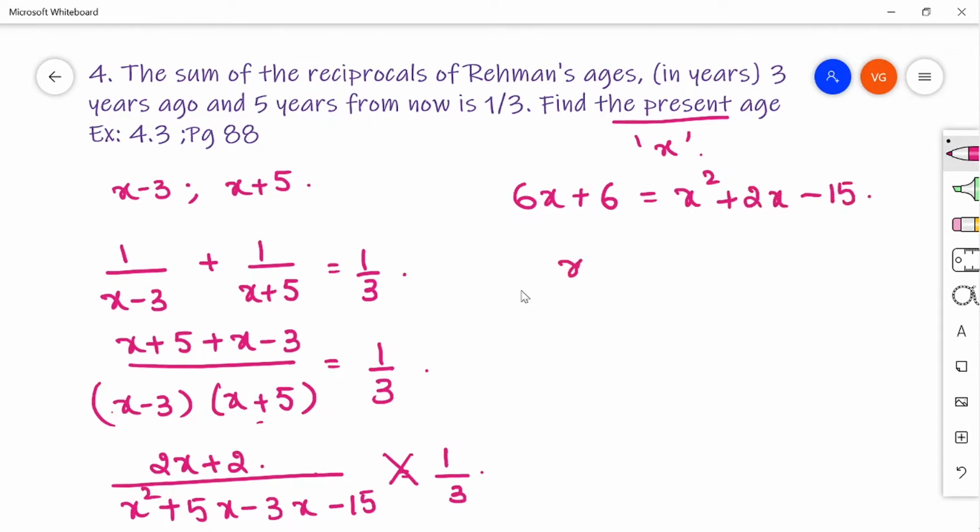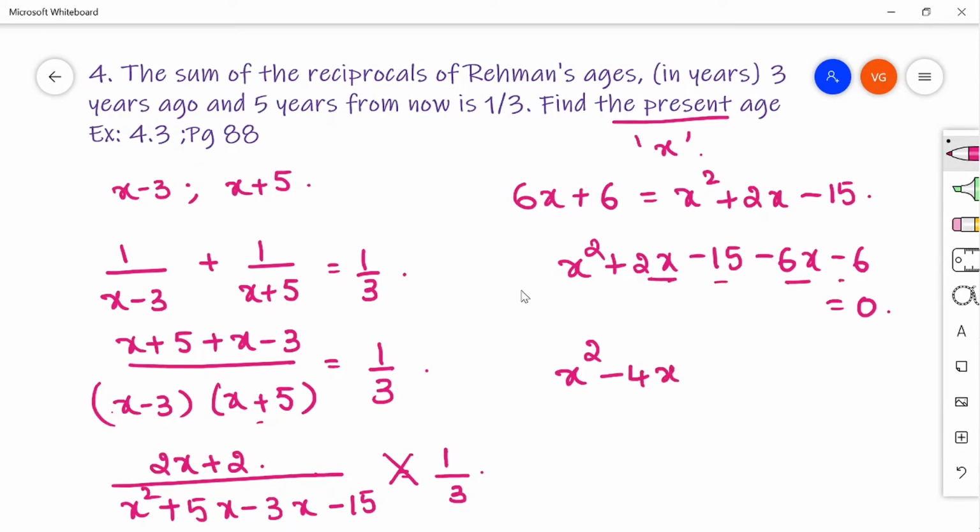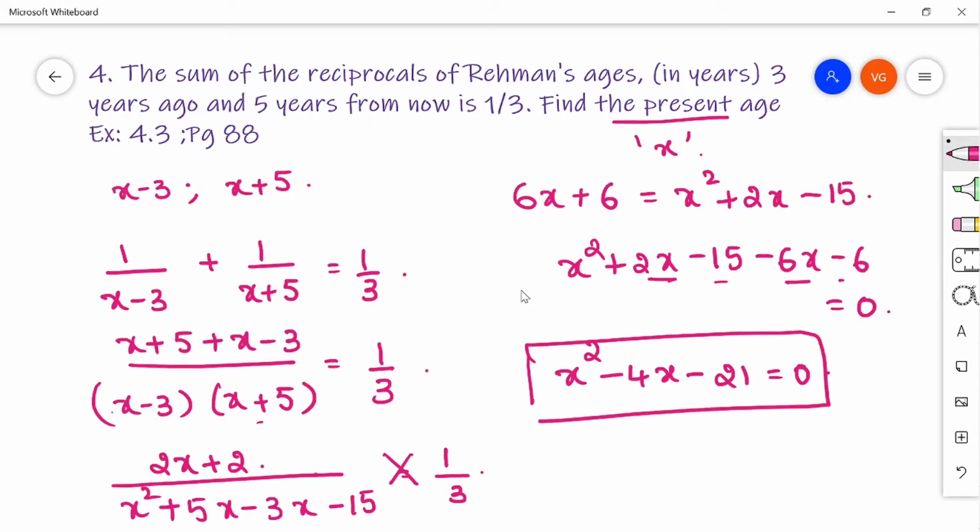Right, now you can write it. All the terms I am taking to one side only, minus 6x minus 6 is equal to 0. Then I will get x square, 2x and minus 6x, so minus 4x, right. Then 15 and 6, so minus 21 is equal to 0. So this is the required quadratic equation for us to solve the value of x.